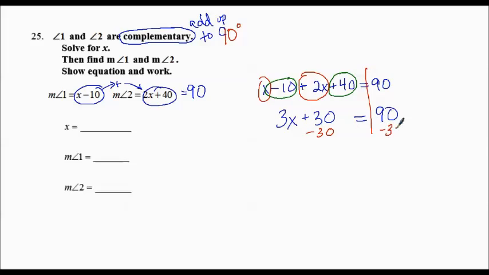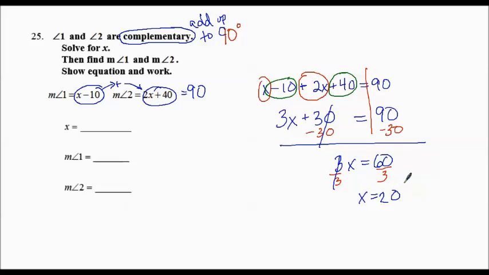Subtract 30 from both sides, and you have 3x is equal to 60. The last step is to divide by the coefficient of x. And so x is equal to 20.